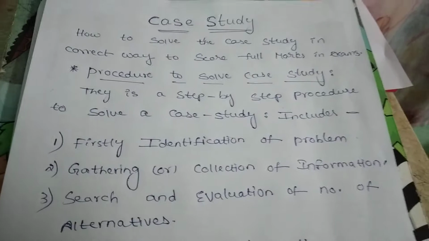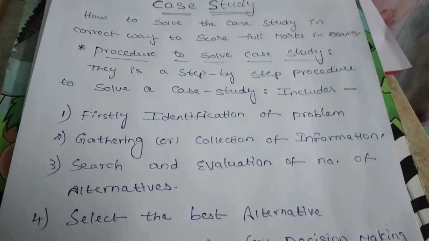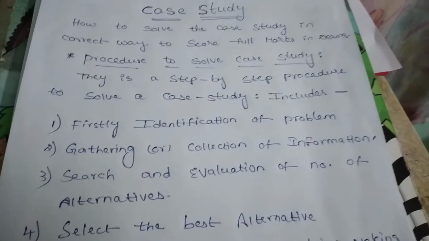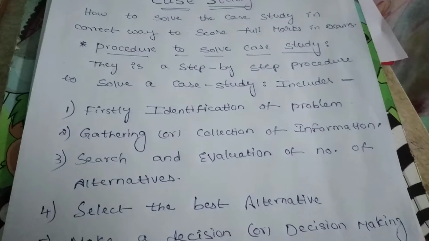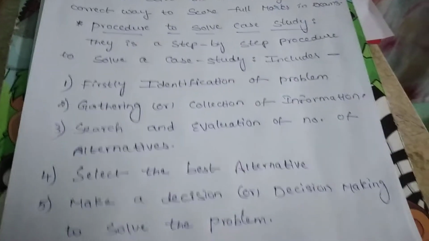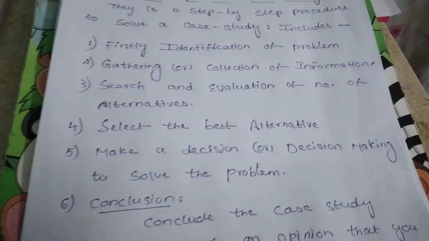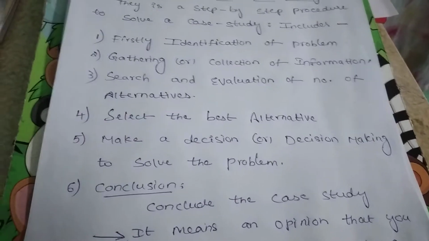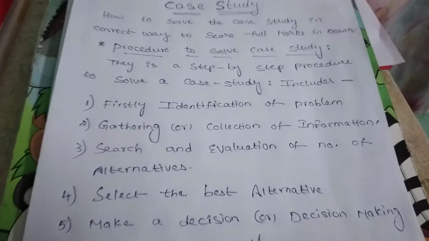There is a step by step procedure to solve a case study. It includes firstly identification of the problem, gathering or collection of information, search and evaluation of a number of alternatives, select the best alternative, make a decision or decision making to solve the problem, and lastly conclusion, conclude the case study. Let me explain every point in detail.